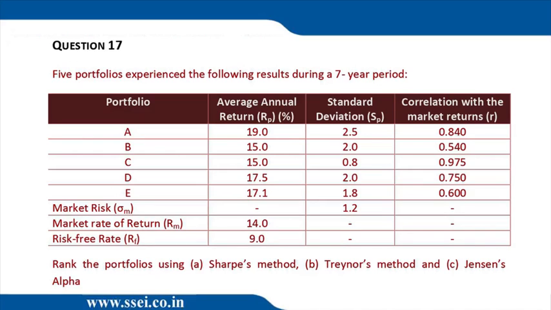Jensen's alpha is return minus return as per SML. Return is given: 19, 15, 15, 17.5. And SML is what? RF plus RM minus RF into beta. You know all of them. So please put and calculate the alpha, rank them according to that. Okay, so easiest and straightforward question.